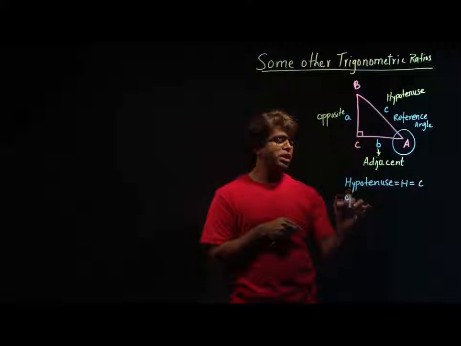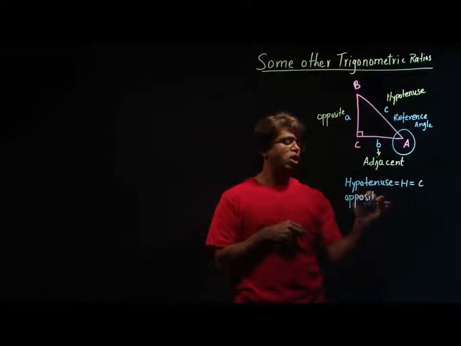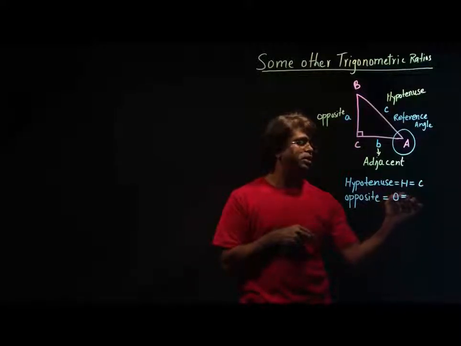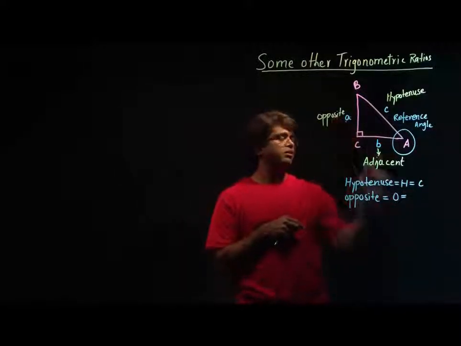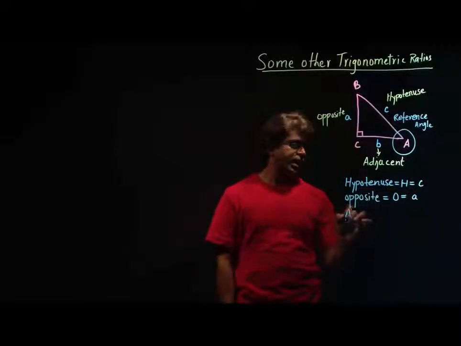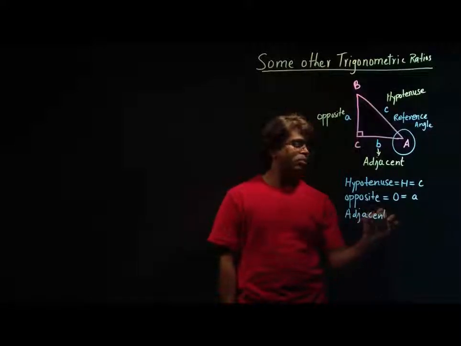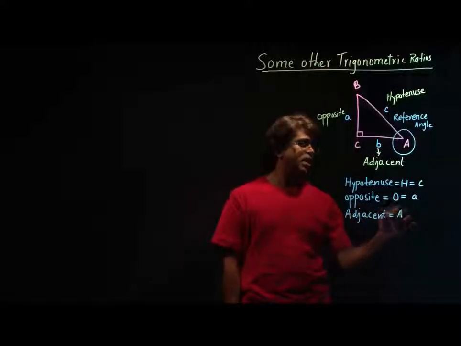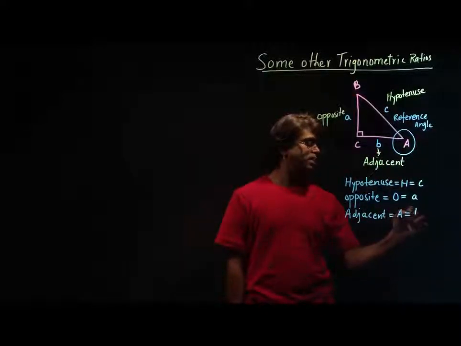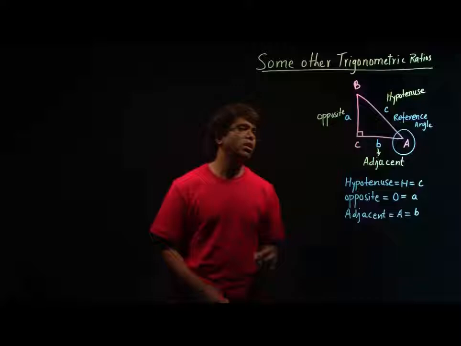My opposite, I'm going to use O for opposite, and my opposite, as you can see, is a. And the last thing that I have is adjacent, and I'm going to take adjacent as A, and as you can see, capital A is my what? b, because adjacent is small b.